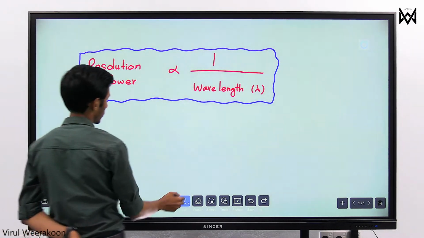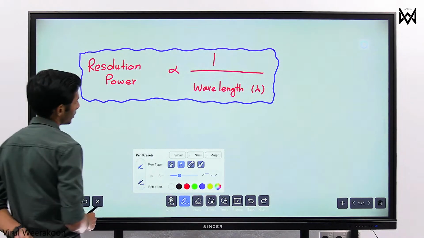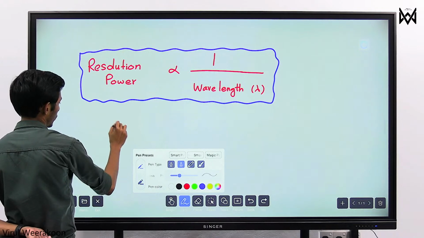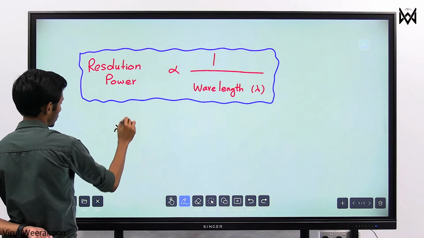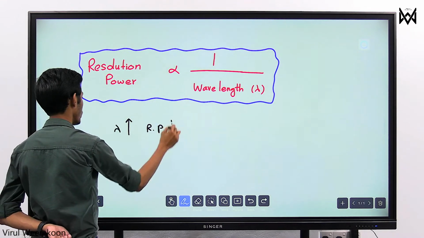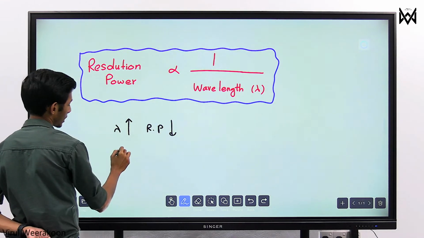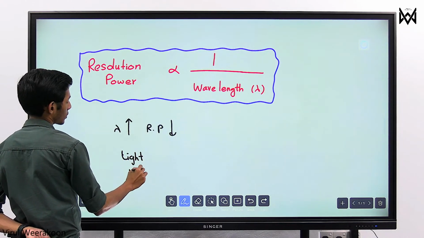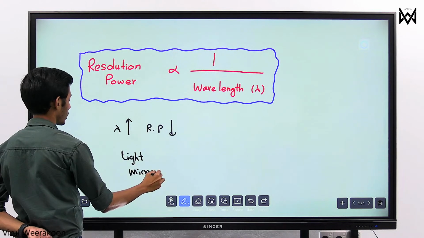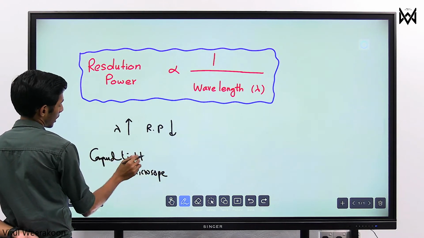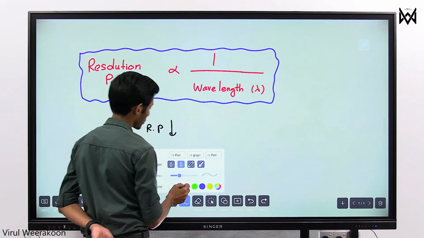Then what will happen? When the wavelength is high, the resolution power, I will put RP, will be low. So this is exactly what happens in the compound light microscope. Light microscope, I will write it as compound light microscope. This is what will happen.